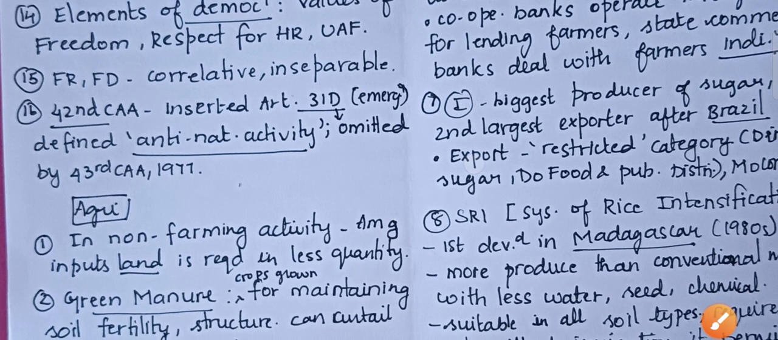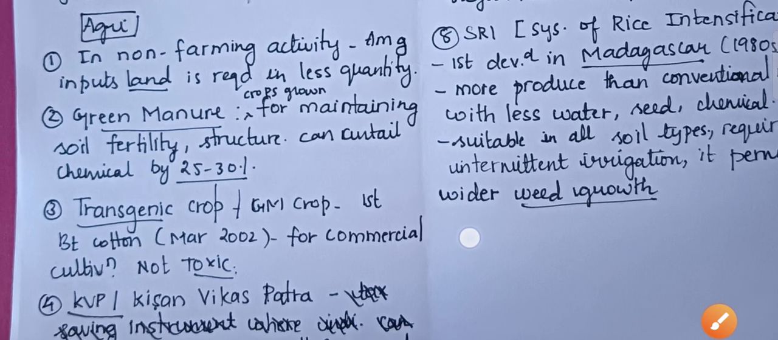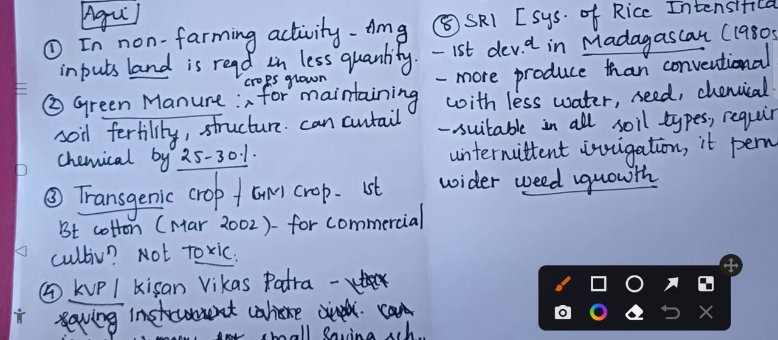And we'll begin with the next topic, which is agriculture. In non-farming activity, among inputs, land is required in less quantity. Among the four inputs like land, labor, capital and entrepreneur, in case of non-farming activity, land is required in lesser quantity.